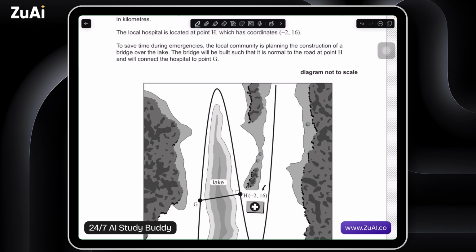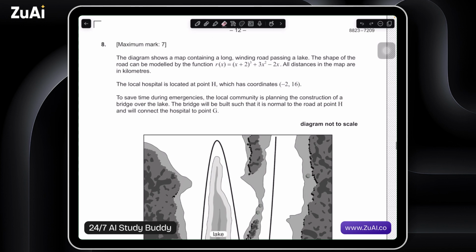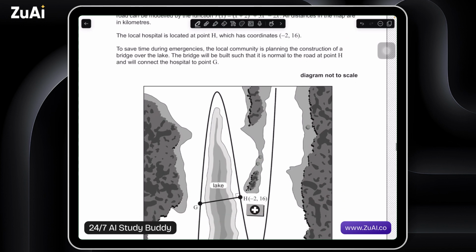So once again, this is a pretty heavy algebra test so far. Somewhat uncommon, but not too bad. It's good practice all the same. So we've got this road that can be modeled by this function right here, this winding road, and we have the hospital at point H, and we want to build a bridge. And the bridge is normal to the road at point H. And what that means is it's at a right angle to the function.